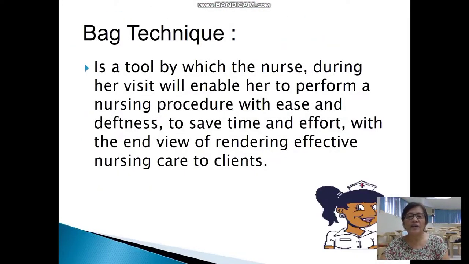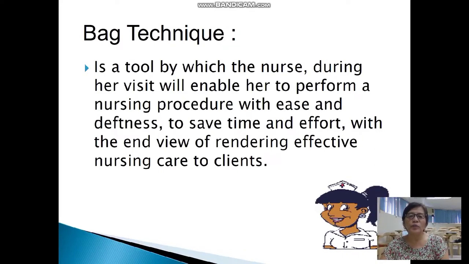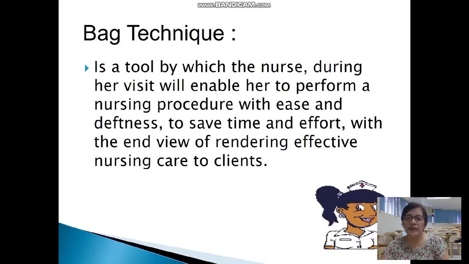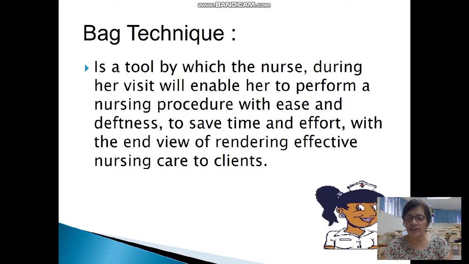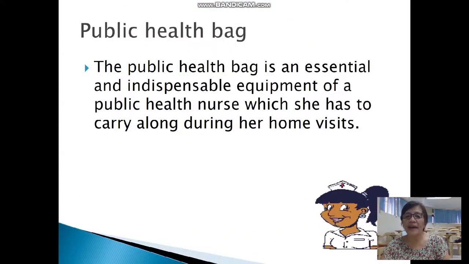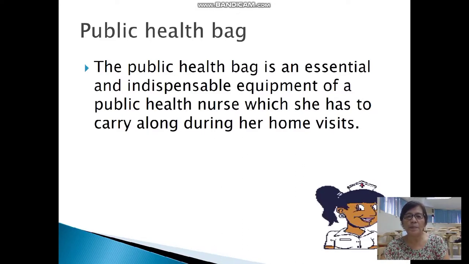Bag technique. We'll go to bag technique. It is a tool by which the nurse during her visit will be enabled to perform a nursing procedure with ease and deftness, to save time and effort, with the end view of rendering effective nursing care to clients. So you now already know that you are using the bag for your home visit to the patient during your community health nursing. The public health bag is an essential and indispensable equipment of a public health nurse which she has to carry along during her home visits.